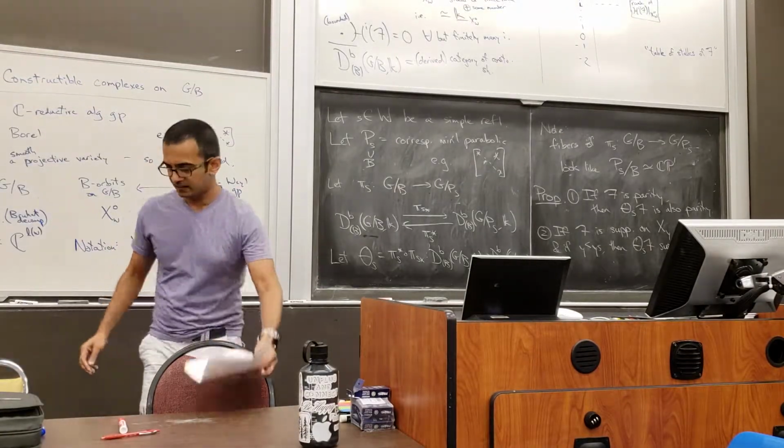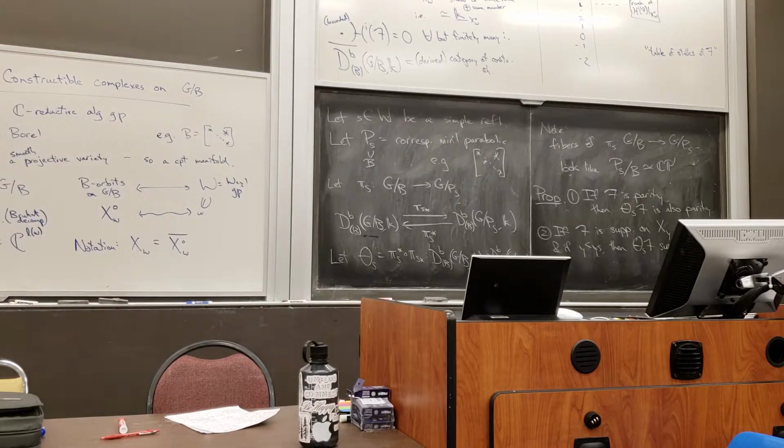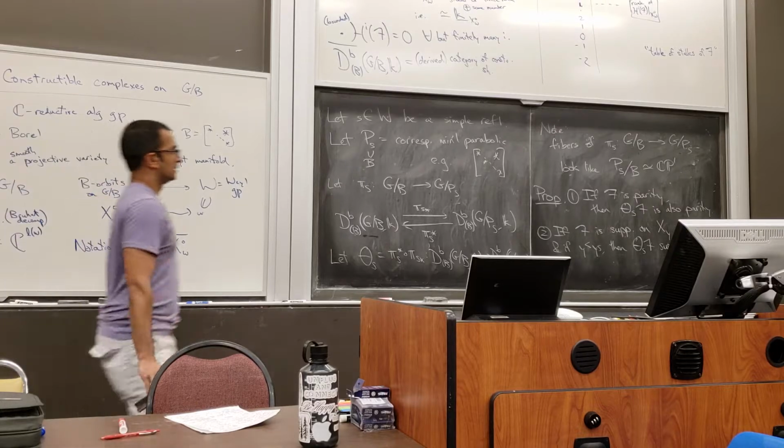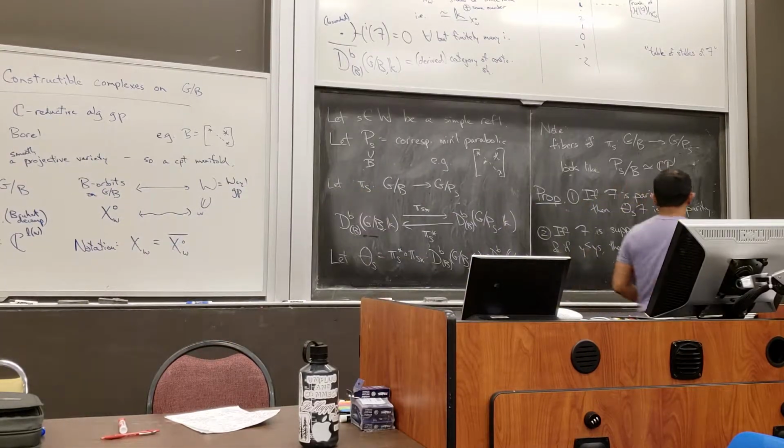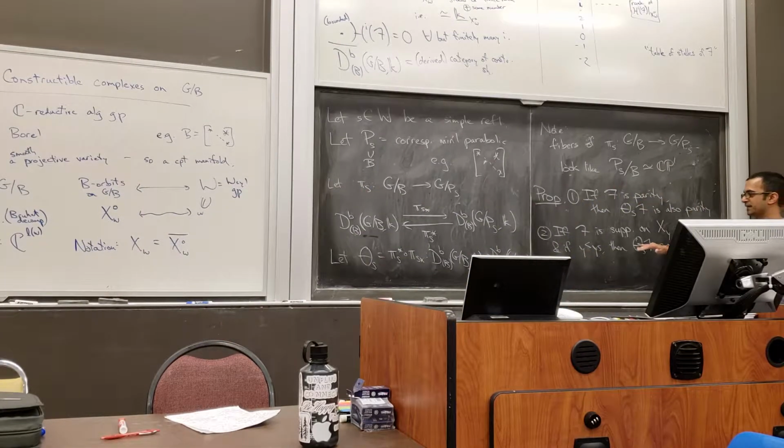Is there something to be said if s is in the right descent set of y, if ys is less than y? So if ys is less than y, then the support doesn't change.